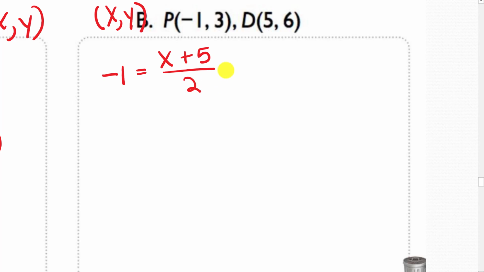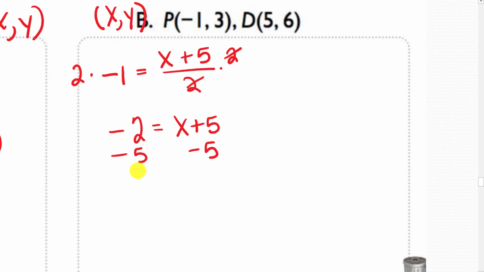And then to solve this, I multiply both sides by 2, and I get negative 2 equals x plus 5. So when I multiply this by 2 and multiply this by 2, that's what's happening here. Then I'm going to subtract 5 from both sides, solving for x. X equals negative 7. So the middle point for x is negative 7.